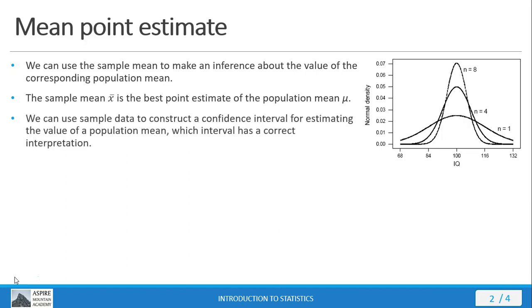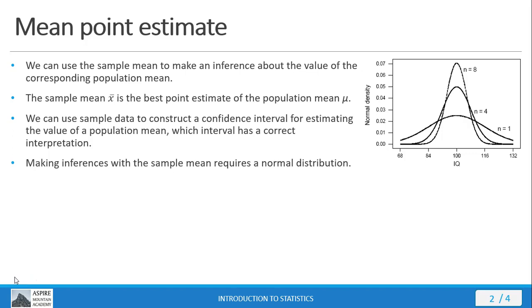We can use this point estimate to construct a confidence interval for estimating the value of a population mean, just as we did with proportions. And just as we saw with proportions, that interval has a certain correct interpretation.